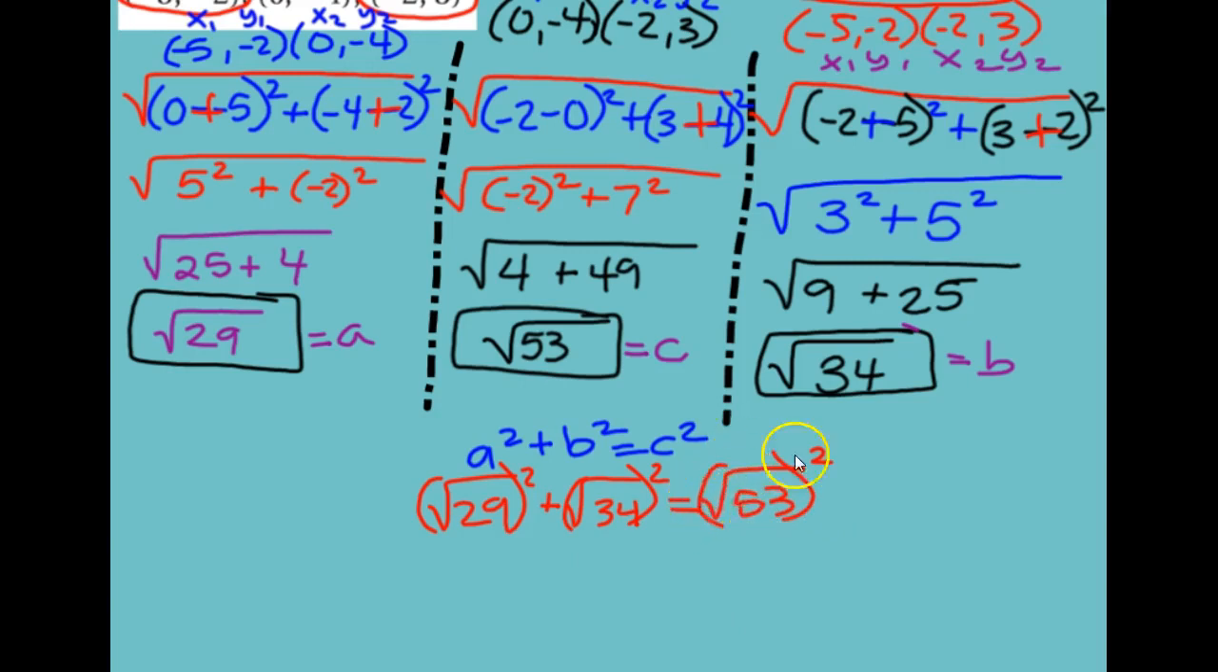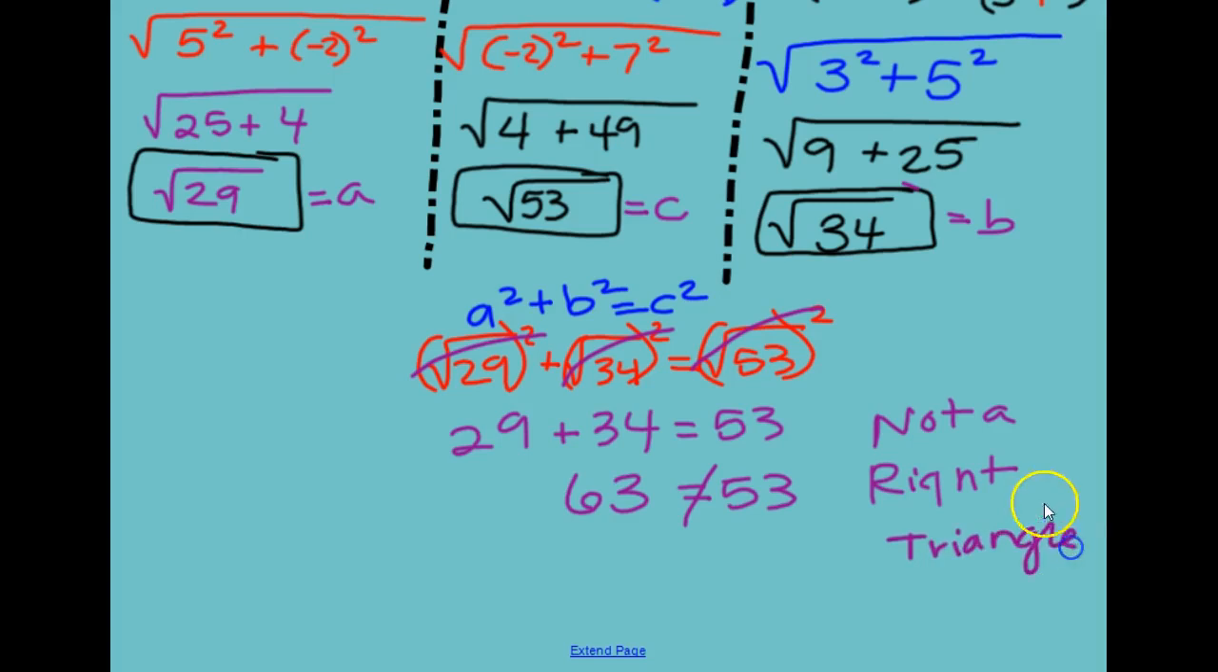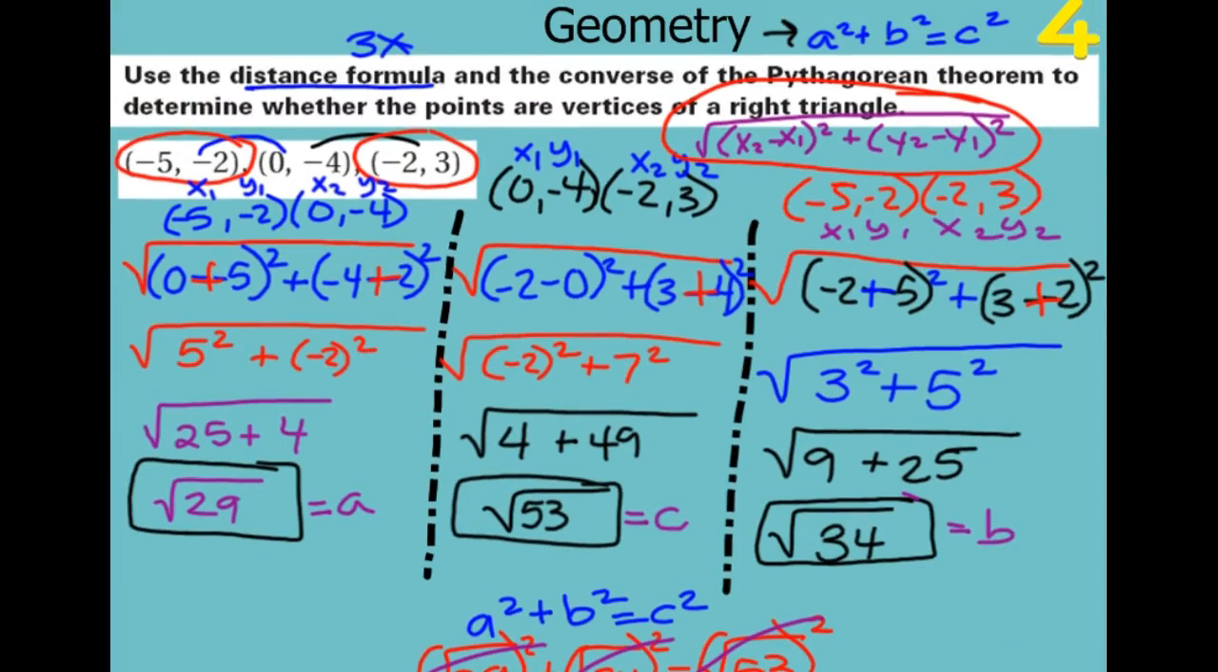So the square root and a square are opposites, they cancel each other out, so that's just 53. These also cancel each other out, so we have 29 plus 34, does that equal 53? Well, 20 and 30 gives us 50, 9 and 4 is 13, so 50 plus 13 is actually 63. So this is not a right triangle. However, we did find the distance between each of the 3 sides of the triangle.